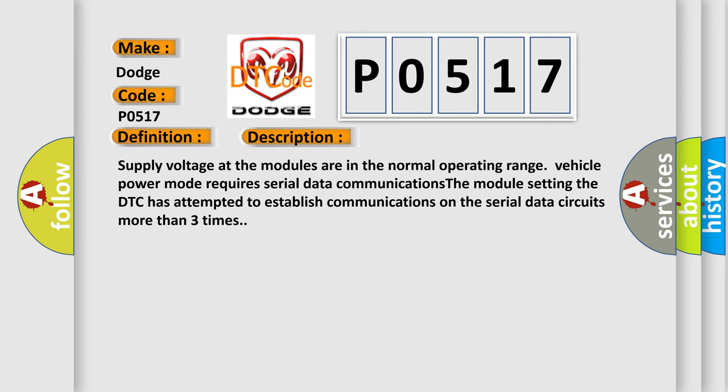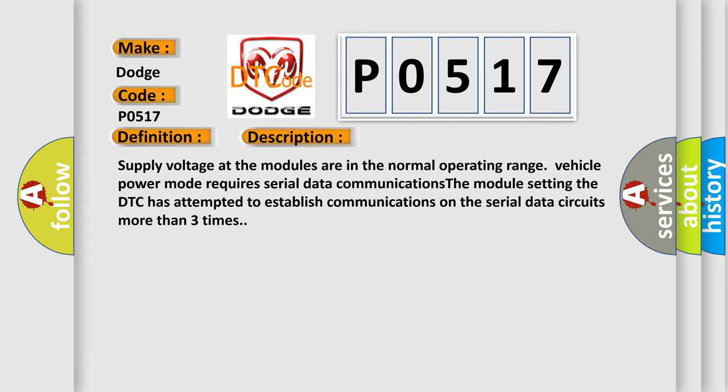Supply voltage at the modules is in the normal operating range. Vehicle power mode requires serial data communications. The module setting the DTC has attempted to establish communications on the serial data circuits more than 3 times.